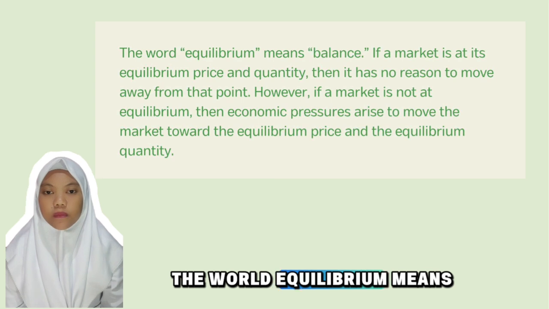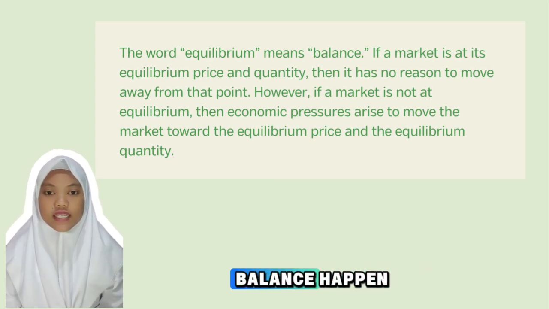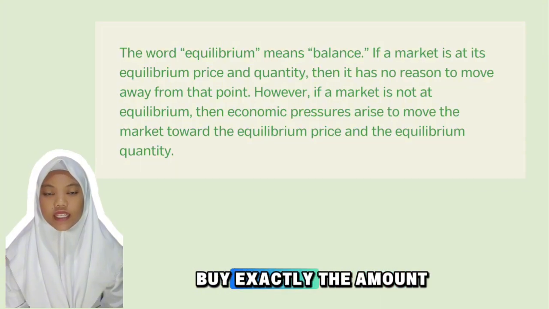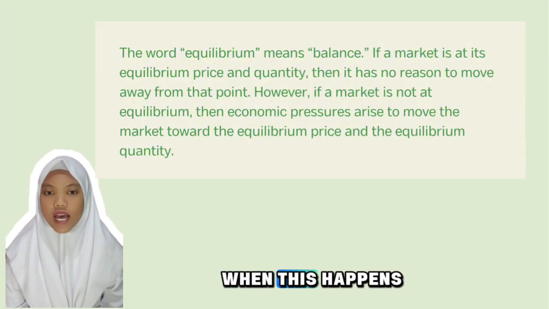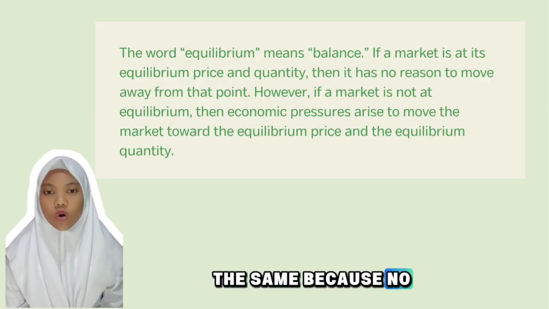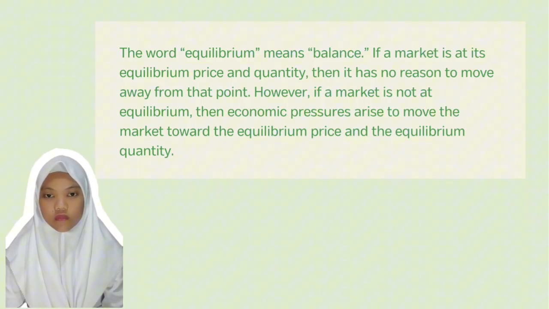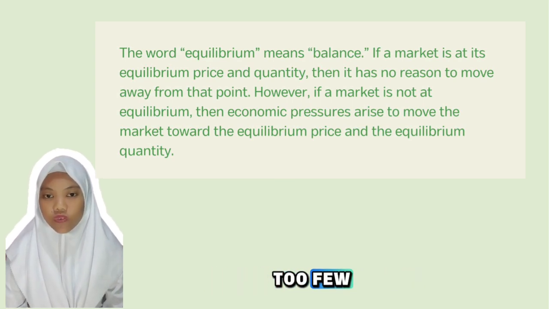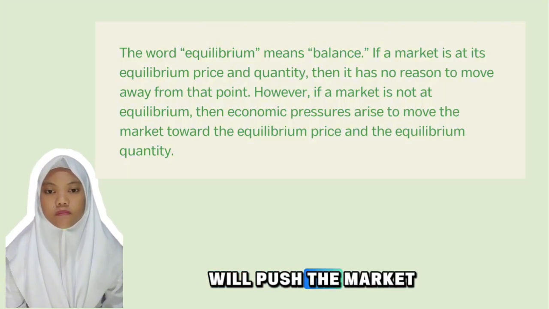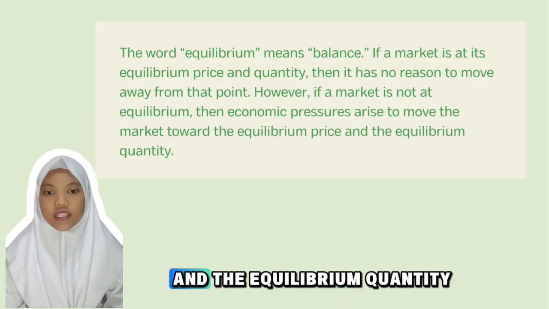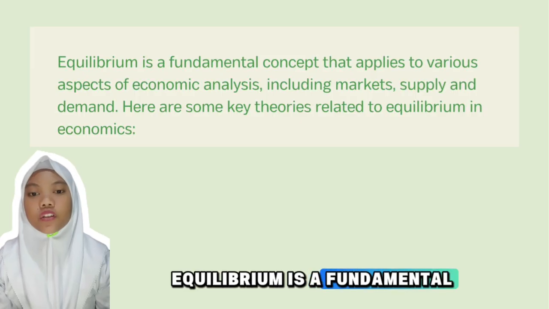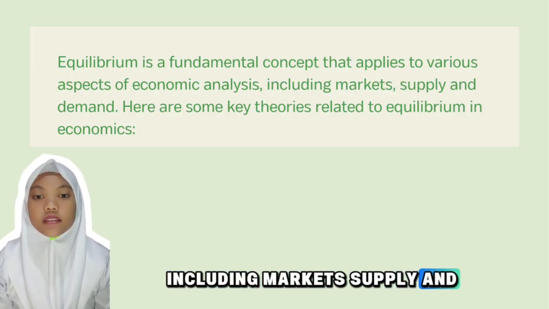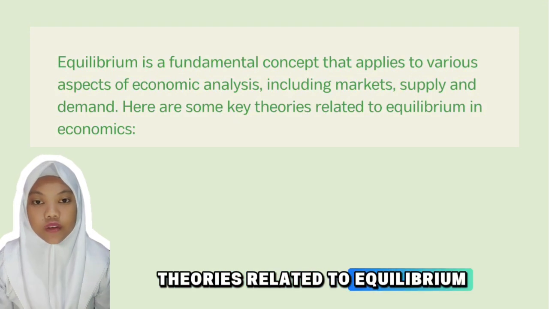The word equilibrium means balance. In a market, this balance happens when the price and quantity of a product are just right. Buyers want to buy exactly the amount that sellers want to sell. When this happens, the price will stay the same because no one has a reason to change it. But if the market is not in balance, like when there are too many products or too few, then economic forces will push the market back toward the equilibrium price and the equilibrium quantity. Equilibrium is a fundamental concept that applies to various aspects of economic analysis, including markets, supply, and demand. Here are some key theories related to equilibrium in economics.